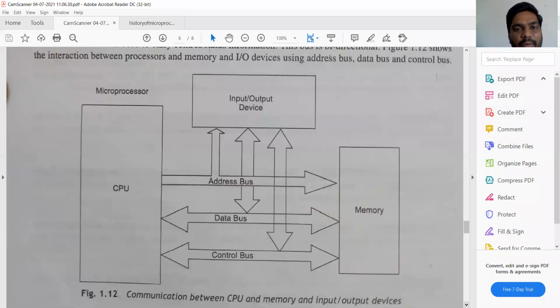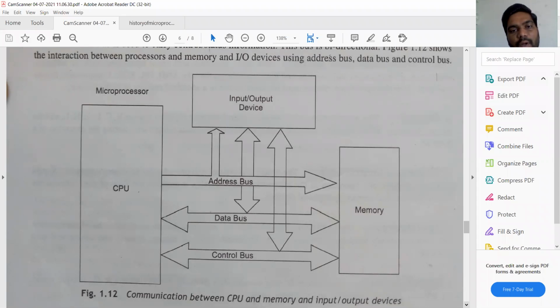This kind of transfer of information among the devices in the architecture of a microprocessor is done by the buses. Based on the type of function they perform, those buses are classified into three types: address bus, data bus, and control bus. The bus which carries only the address of the data is the address bus. That is a unidirectional one.